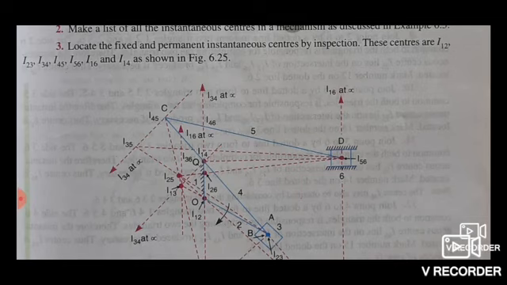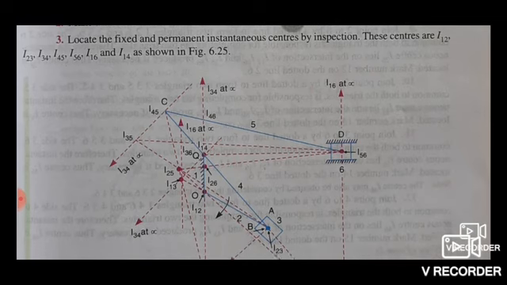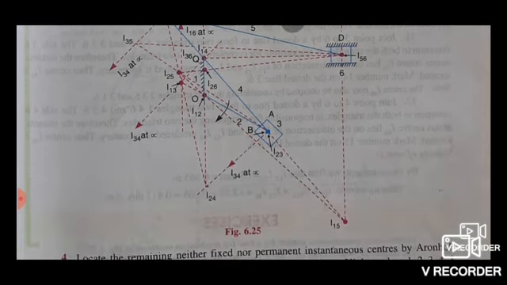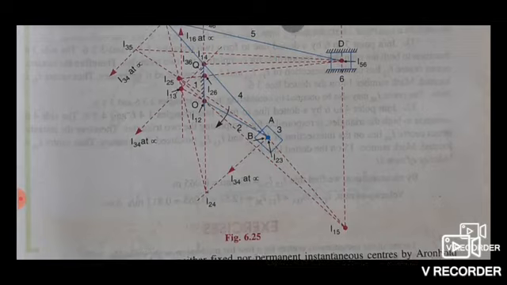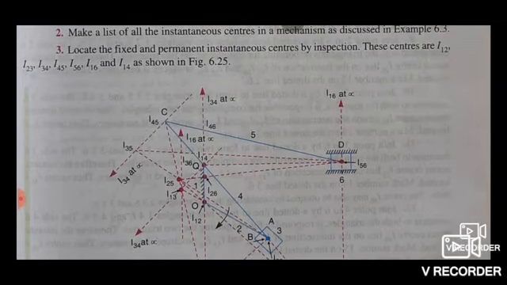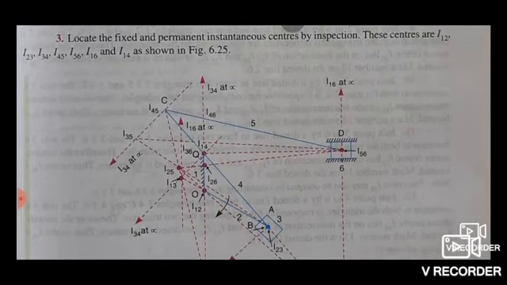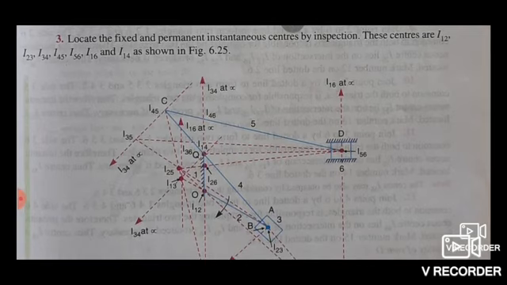Then I23 is between 2 and 3. This is I23, at point B. Then I34, between 3 and 4, is here.